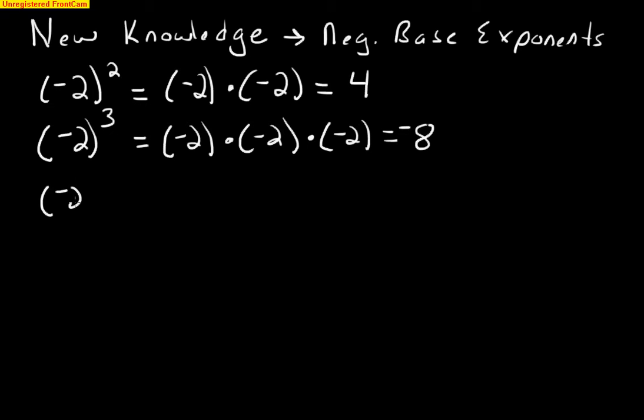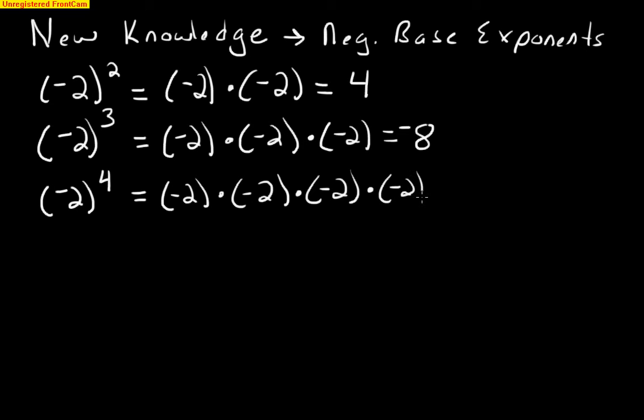Okay, negative 2, and we'll go to the fourth power. What you're going to get is negative 2 times a negative 2 times negative 2, and get one more in there to make 4. Okay, so that's our factor form for this last one up here. So now, we have negative 2 times negative 2, which is positive 4. A positive 4 times negative 2 is a negative 8, and a negative 8 times a negative 2 is a positive 16.